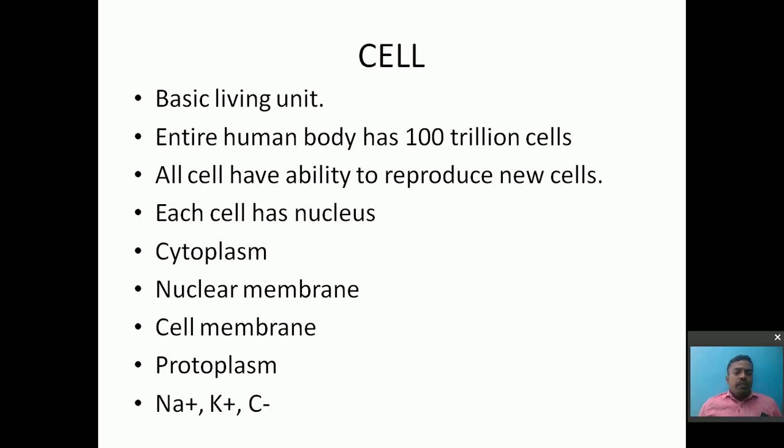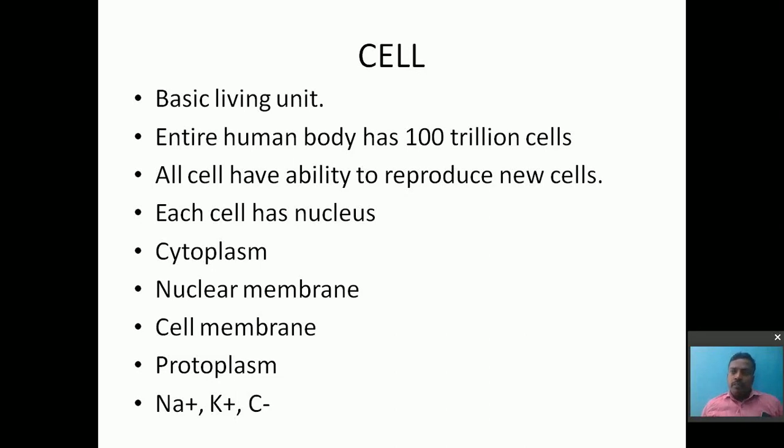Each cell has a nucleus, and that is an important thing. The parts of the cell: the first one is the nucleus, which is in the center of the cell. Around the nucleus we have the cytoplasm, which is a liquid. The cytoplasm is covered by the cell membrane, and the nucleus is covered by the nuclear membrane.